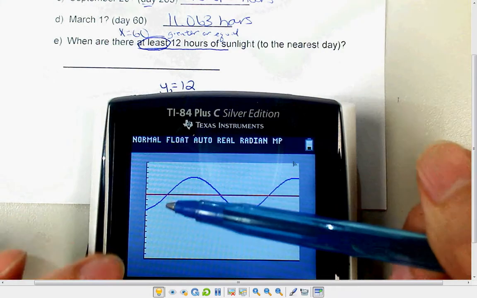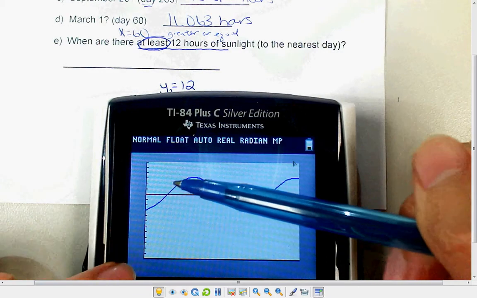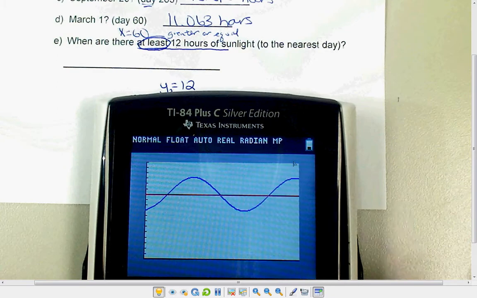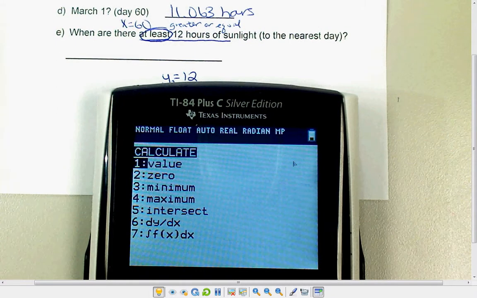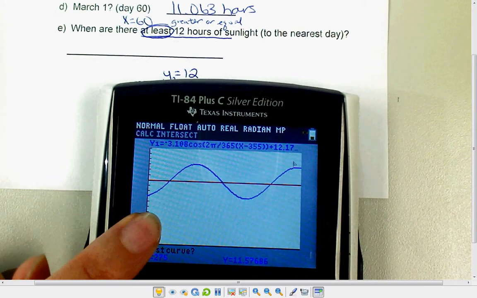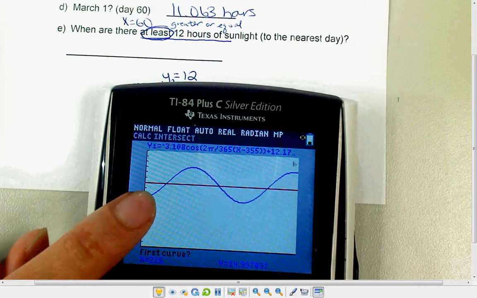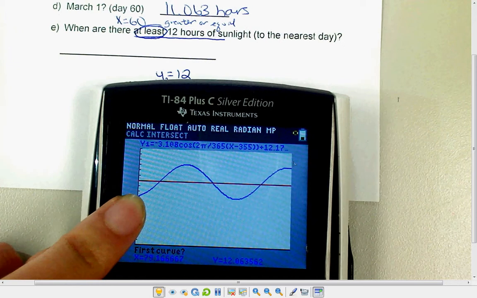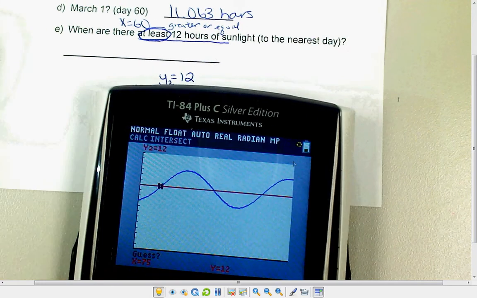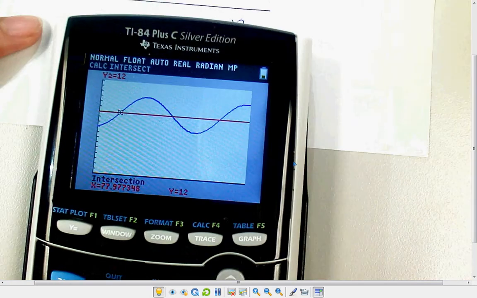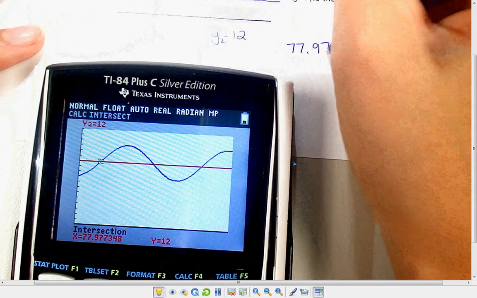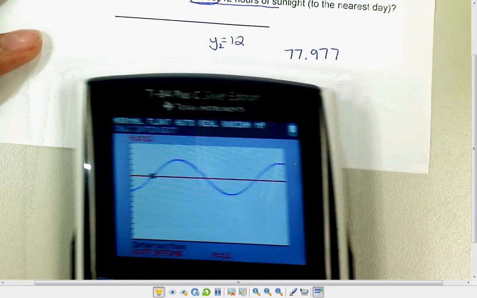So I'm just going to look at this first time right here. This is when it is above your line. So I need to find these two intersection points. So let's go to second trace, intersect. Let's find the first one. So I'm going to move my cursor all the way over to this first one. Enter, enter, enter. I get an intersection point of 77.977. That's my first intersection point.